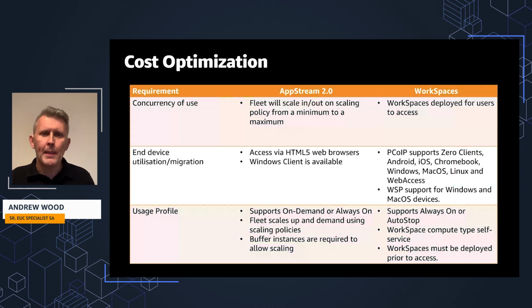For Upstream, consider the use profile to plan efficient scale out and scale down policies. Have buffer instances available to make sure there's always capacity for users logging on. Review that usage and modify fleet scale policies as required.